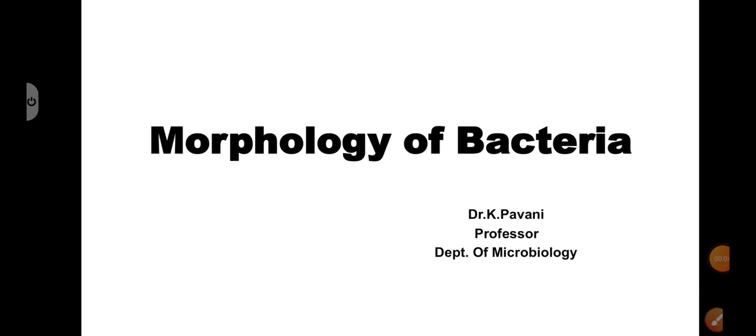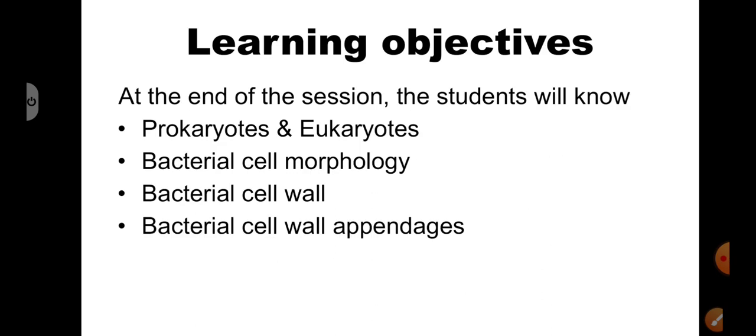Good day students. Today's nursing class is on morphology of bacteria. By the end of the session, the students should be able to know what are prokaryotes and eukaryotes. They should be able to know about the bacterial cell morphology, that is their size, shape and arrangement. They should know about the bacterial cell wall and its appendages.